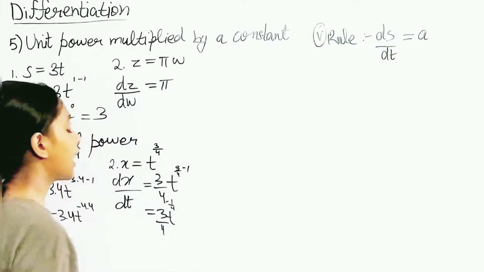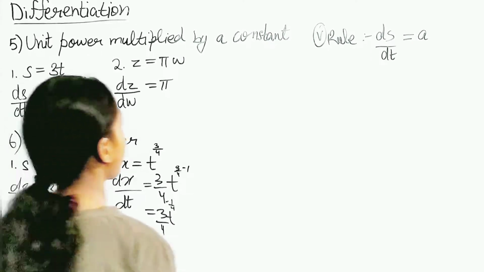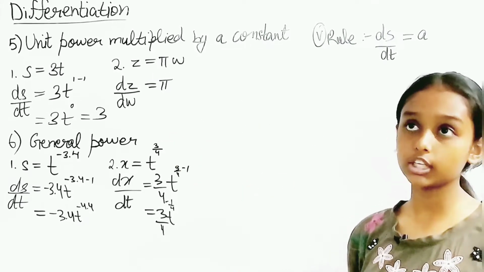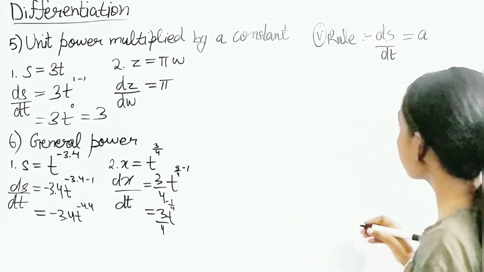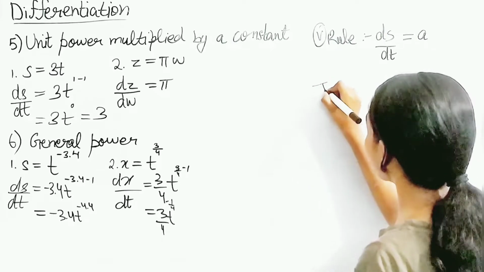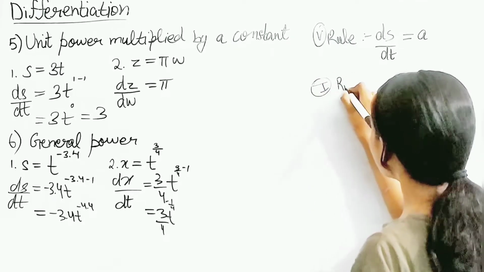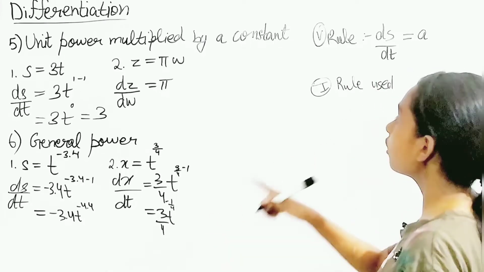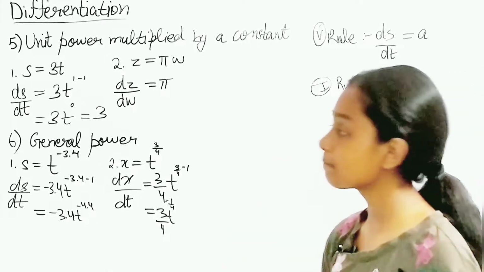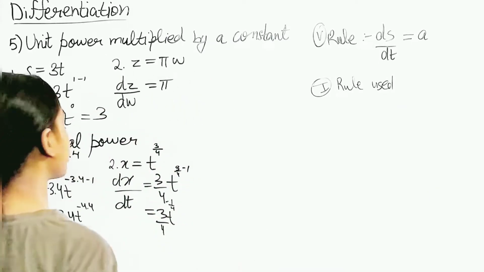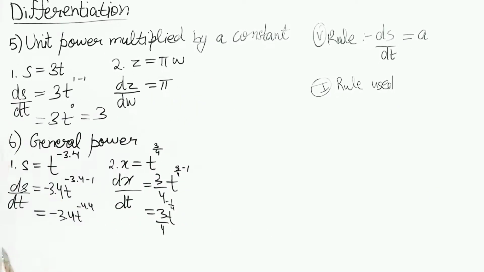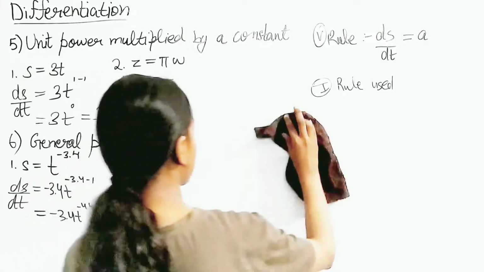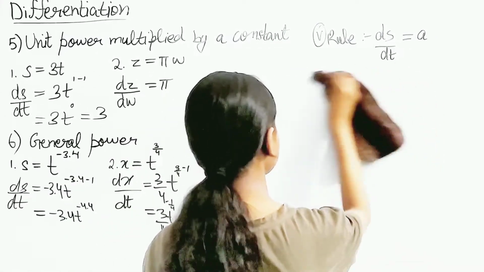Okay, so this is what we're getting, and in this condition, we have not used any new kind of rule. It's just the same, the first rule that we used. First rule used. So here, first rule was used. Okay? Let's move on. Let me just erase this. I just think that there's no need to write this one.